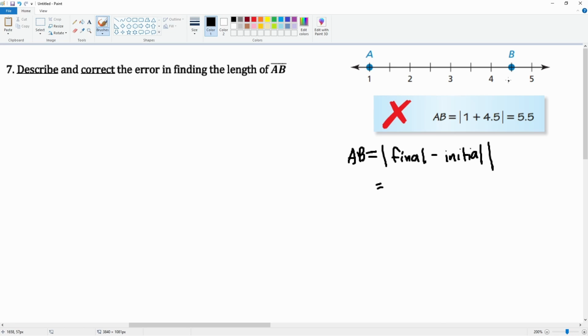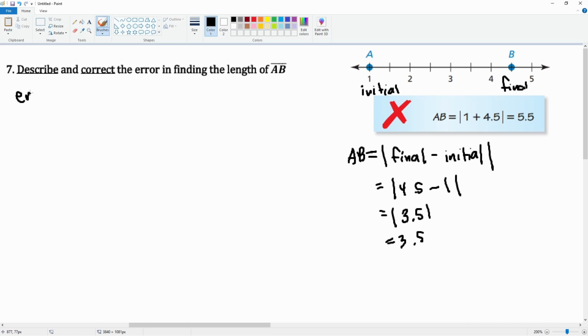Okay, so watch this. If we go left to right, this is its final spot. So that looks like that is 4.5. Its initial point here is going to be 1 minus 1. So absolute value of 4.5 minus 1. This is absolute value of 3.5. That means this is going to be 3.5.